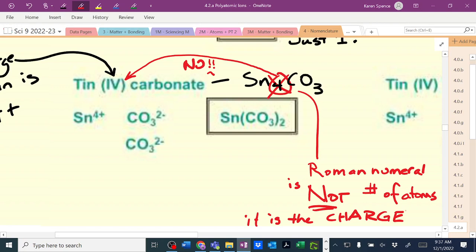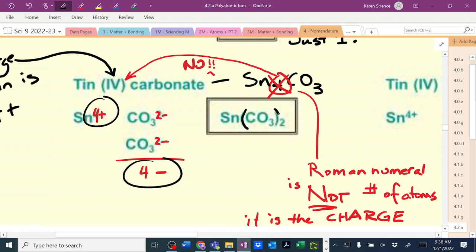Okay, so we have that. So we have a 4+. And because carbonate is 2-, we need 2 of them. 2 + 2 is 4. And so now we have a 4+ and we have a 4-, and that's all balanced out. So we do put the brackets around it because now we have more than 1, and we put the 2 on the outside, saying that we have 2 of them. So that's tin 4 carbonate.